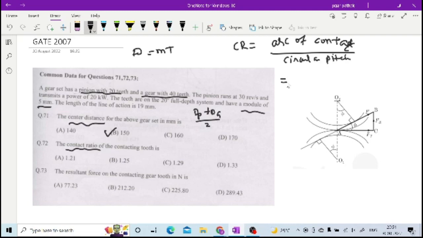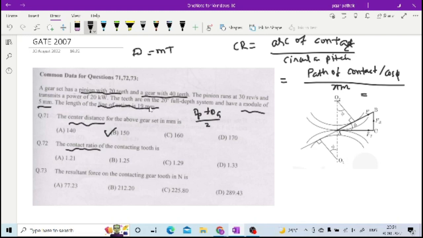Right. Arc of contact is what? Path of contact divided by cos phi, divided by pi m, right? Circular pitch. So now if you simplify this, path of contact is given right here, the line of action, this path of contact: 19 mm divided by cos phi, 20-degree full depth system is given. So 19 divided by cos 20 divided by pi m will be your answer.